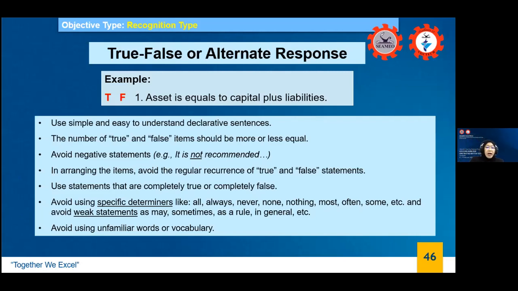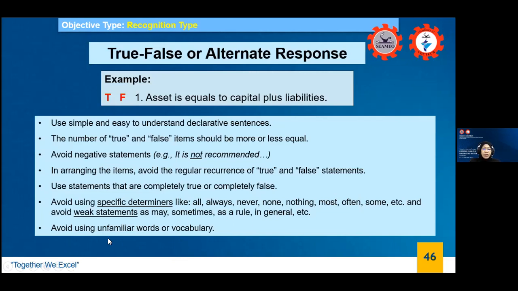Use statements that are completely true or completely false. It cannot be something that sometimes could be true, sometimes can also be false. So it cannot be like that. Then you are subject to be questioned by your students. Next, avoid using specific determiners like all, always, never, none, nothing, and many points, right? So in a true or false, never use any of these, yeah?